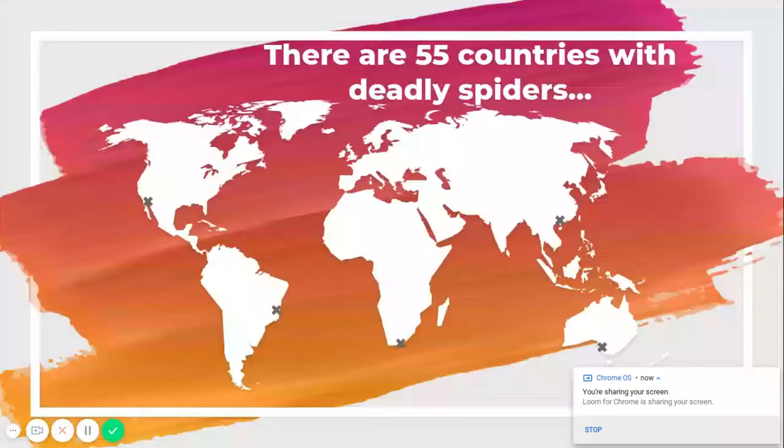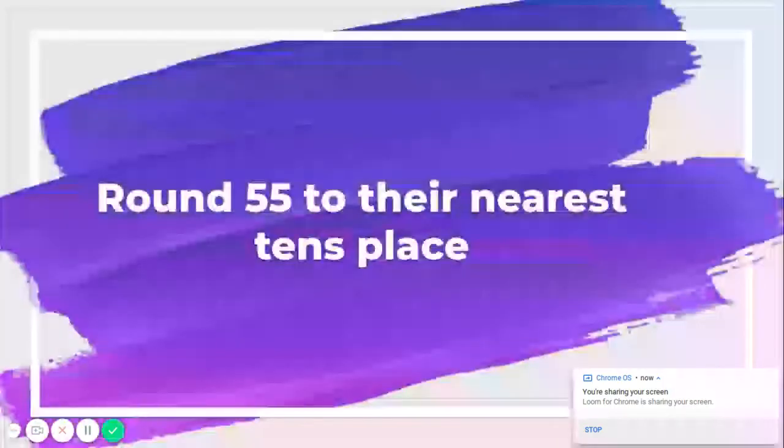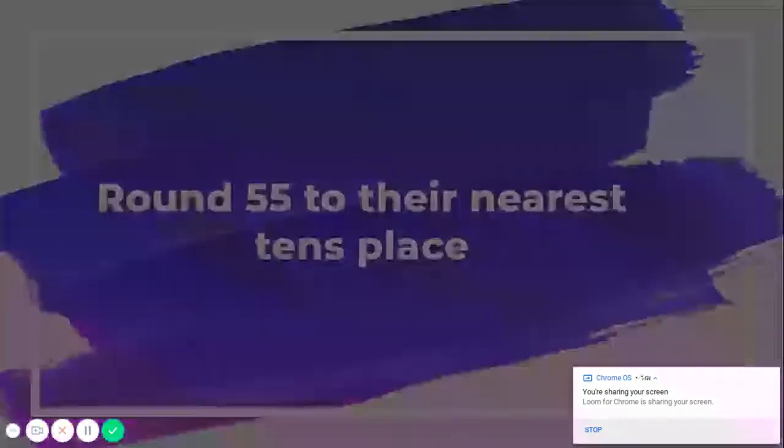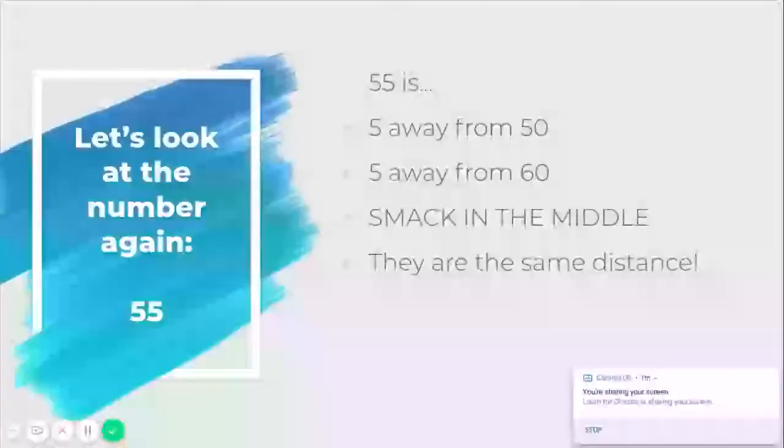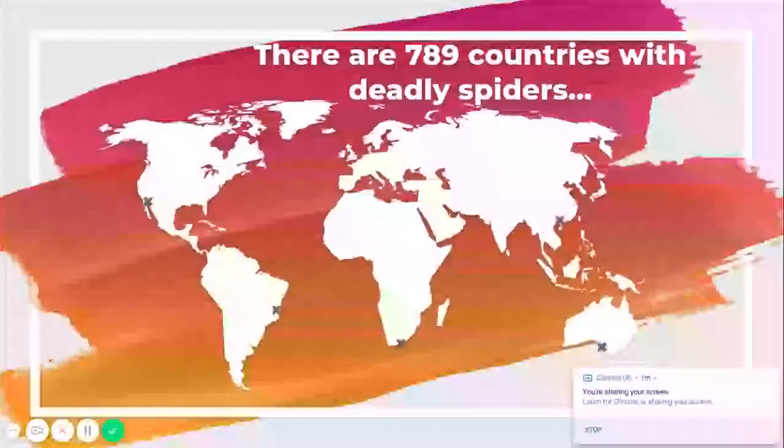So yesterday I gave you the problem that there are 55 countries with deadly spiders, and these researchers said, we need to round this to the nearest tens place. They were looking for their nearest tens place in order to be able to record their research. And we said it could be 50 and or 60 because looking at the number 55, it's 5 away from 50, 5 away from 60. It is smack dab in the middle. Both 50 and 60 are the nearest tens place.